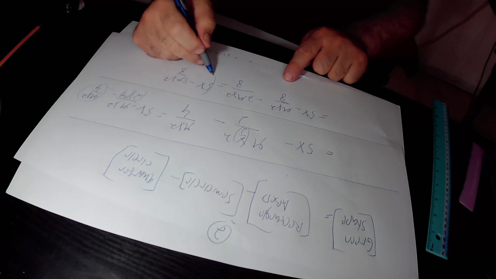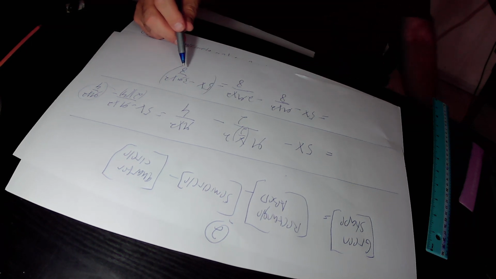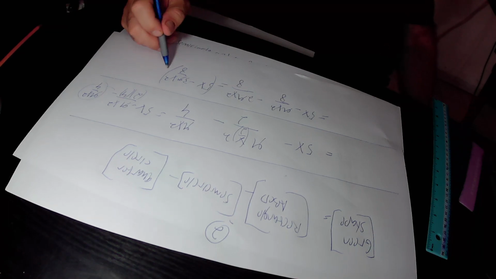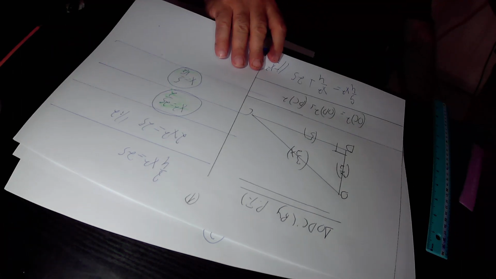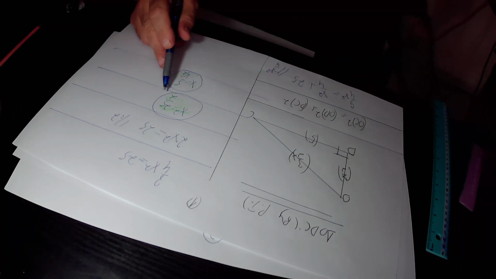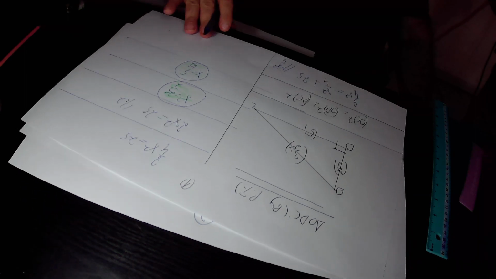So in total, we actually found out that the area of the green shape equals to 5x minus 3 pi times x squared over 8. But we have already found out that x squared equals to 25 over 2, and x equals to 5 over square root of 2.